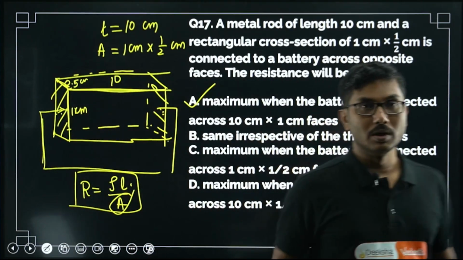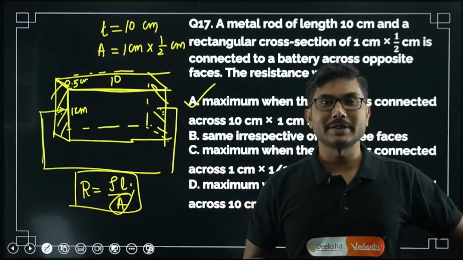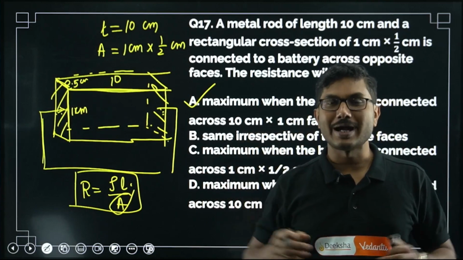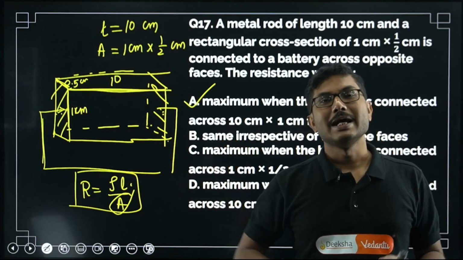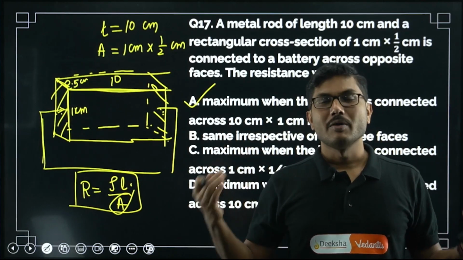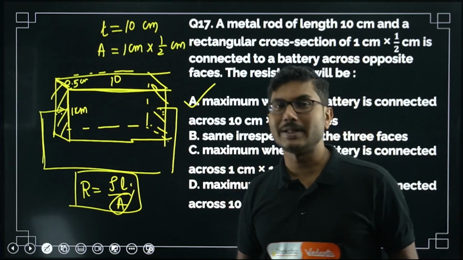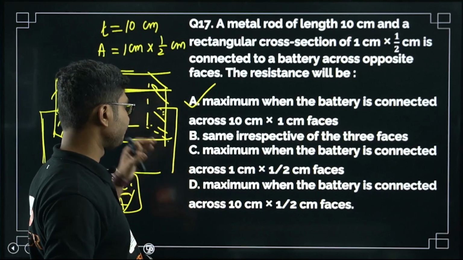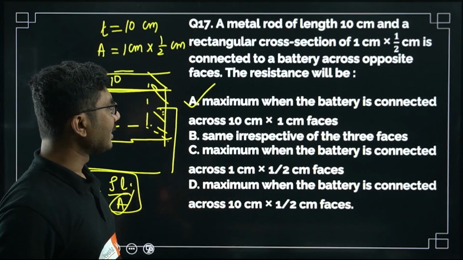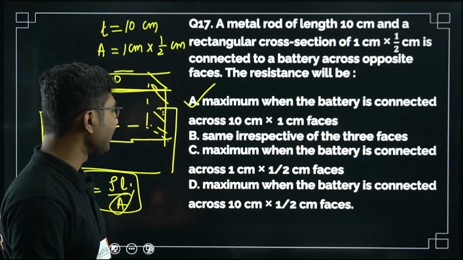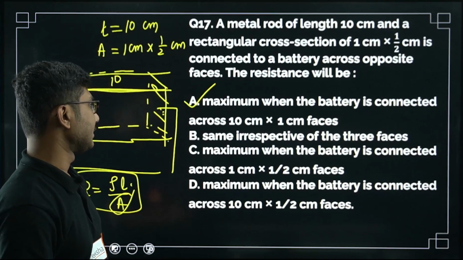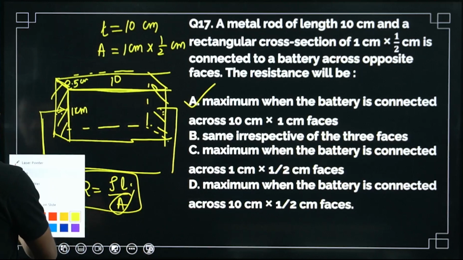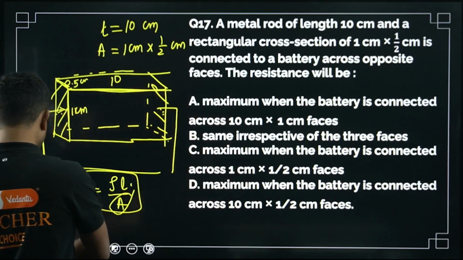If it was a cube, say a 10 centimeter side cube, then the resistance would be the same for all sides, because a cube has the same distance and the same surface area for all sides. So definitely for a cube it will be the same irrespective of the surface. Next: maximum when the battery is connected across 1 centimeter times 2 centimeter faces. Sorry, my mistake, that's why I asked you to read all the options.